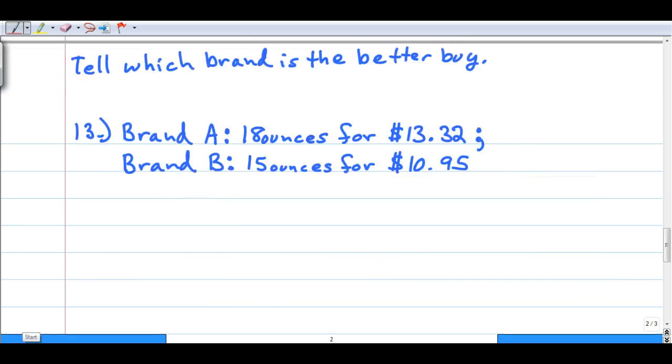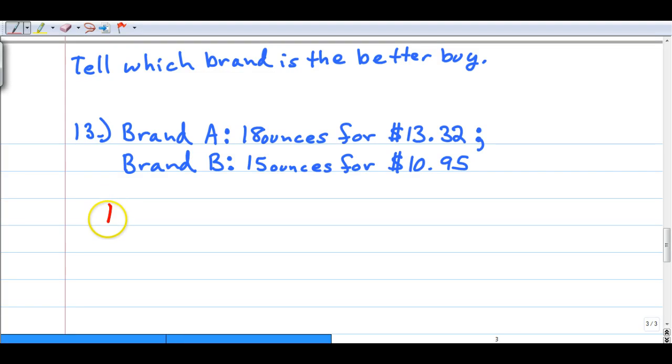In the instructions for number 13, we're told to tell which brand is the better buy. So we have a brand A, which has 18 ounces for $13.32, and brand B, which has 15 ounces for $10.95. We need to figure out how much it costs per ounce.